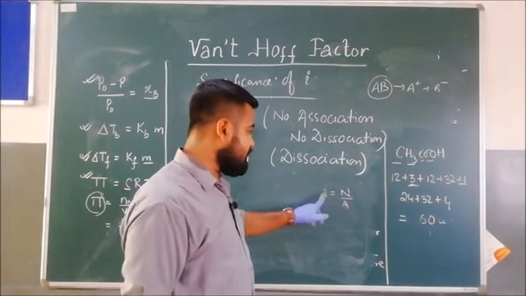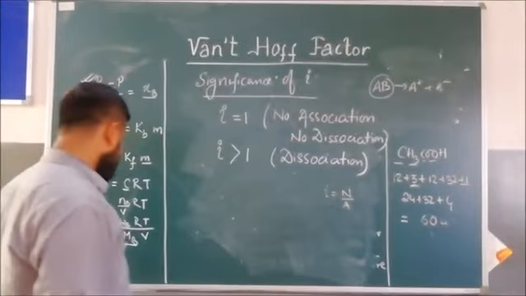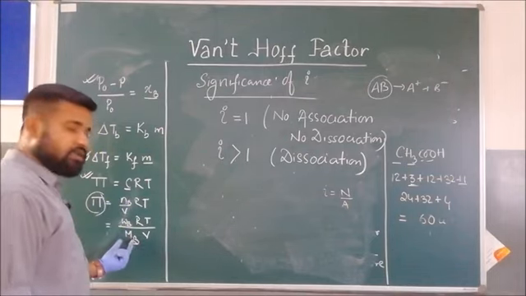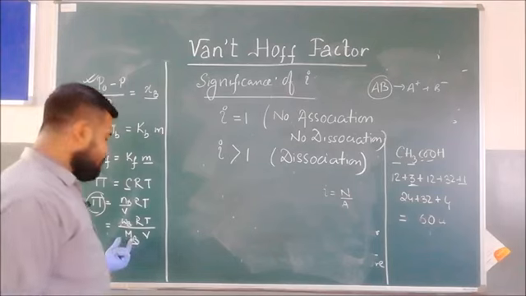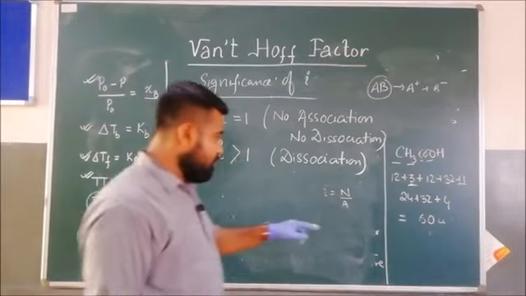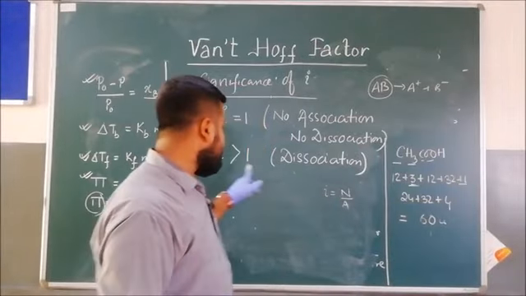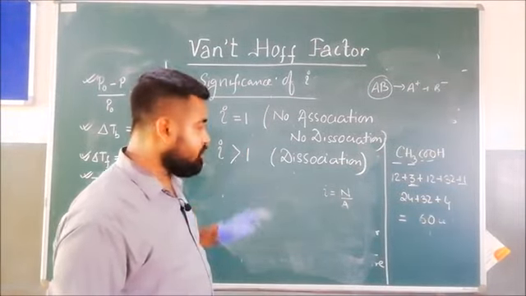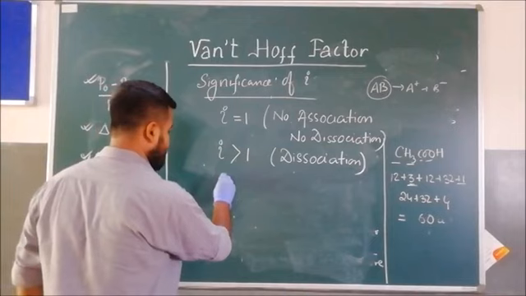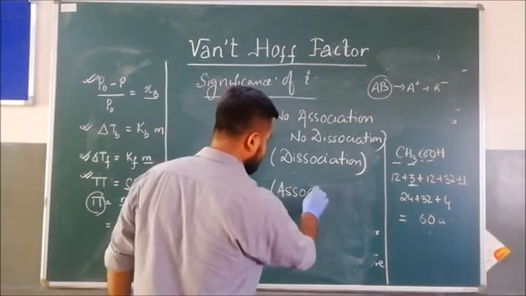If normal and abnormal are the same, then the i value equals 1: no association, no dissociation. But in this case, when the number of particles is increasing, the molar mass will decrease, since the number of particles is inversely proportional to molar mass. So the abnormal molar mass is lower than the normal molar mass. That's why i will be greater than 1. Similarly, when i is less than 1, then there will be association.